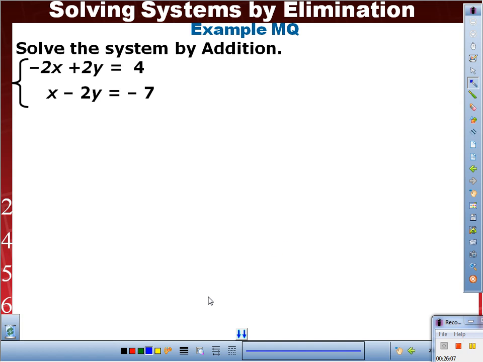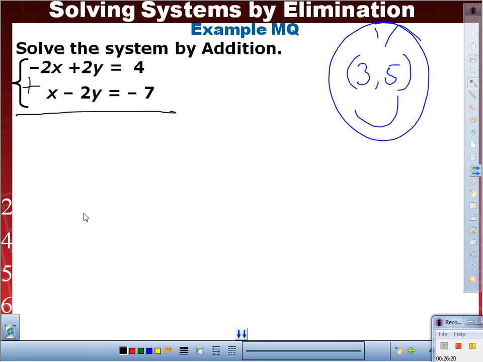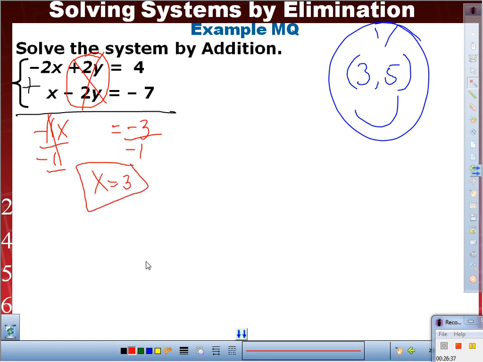Danny. 3, 5. Hands if you got that. That is correct. Let me go over the process to make sure we got it. So here we eliminate the y. Negative 2x plus 1x, that's negative 1x. 4 minus 7, that's negative 3. Divide by negative 1. We're left with x equals positive 3.